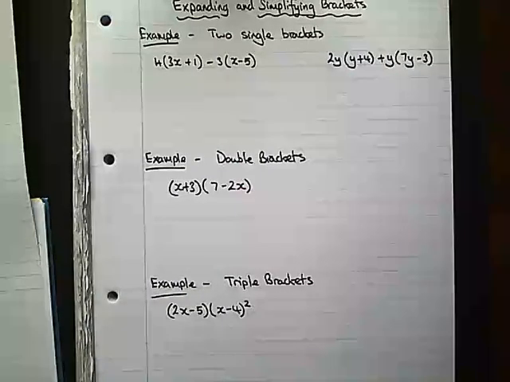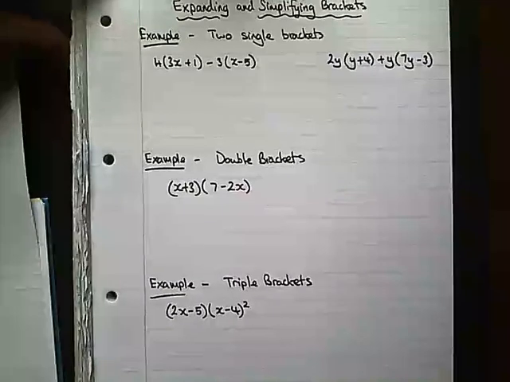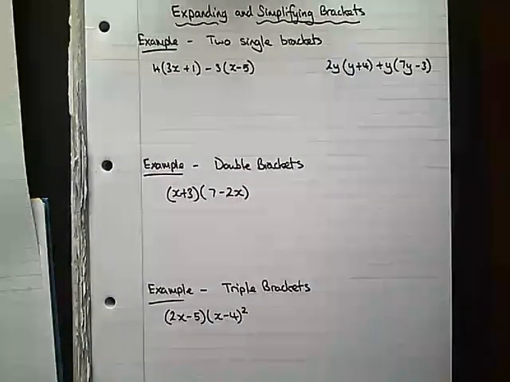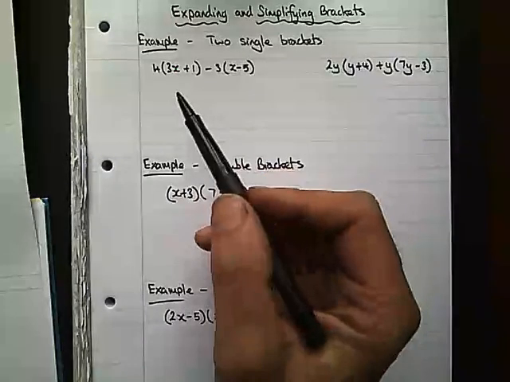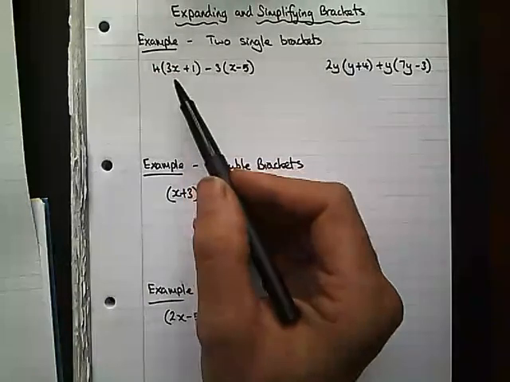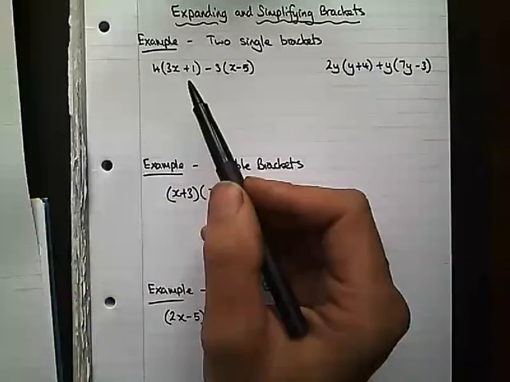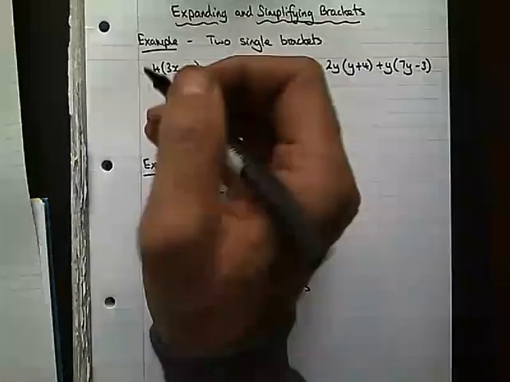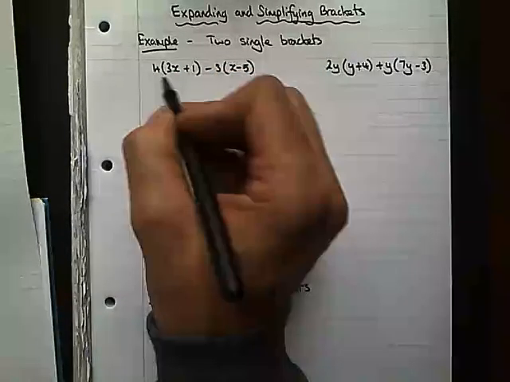Okay, what we're going to look at today is expanding and simplifying brackets. So let's start with an example on two single brackets. What we need to do is expand out the brackets so they're not there, and then collect any like terms that we find we have left in our expression.